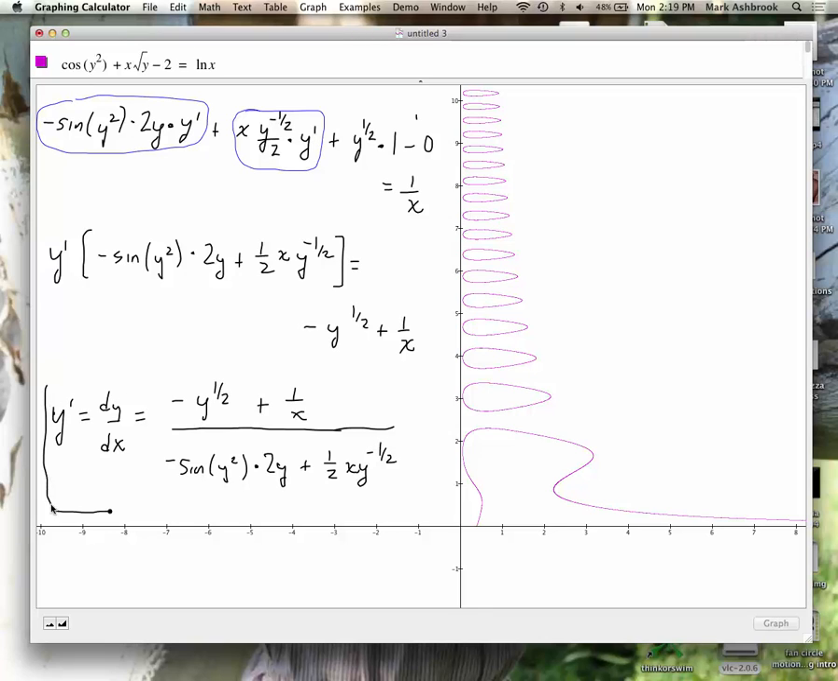Okay, so what do we got? We have an expression now of y and x taken together. And if you pick a point on the curve, an x and y that satisfy this equation, and plug it into that expression, it will spit out the rate of change of y with respect to x at that point that you picked.